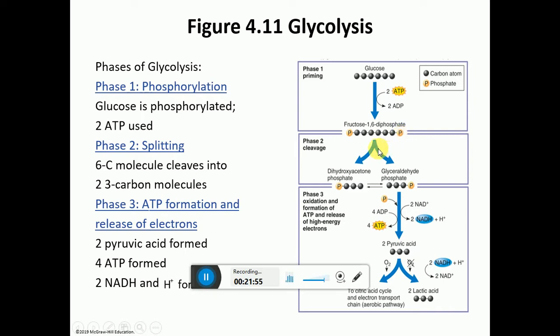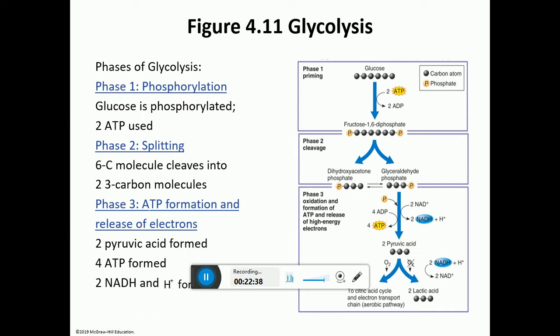Then your second stage is splitting, or cleavage. We're going to split this big 6 carbon molecule into 2 smaller molecules. Each molecule has 1, 2, 3 carbon atoms. These dark gray circles represent carbon atoms. So again, your splitting phase is where we're splitting that big molecule into 2 smaller molecules. And then the third stage would be the ATP formation and release of electrons. As we said, we have to harvest these electrons and take them to stage number 3.